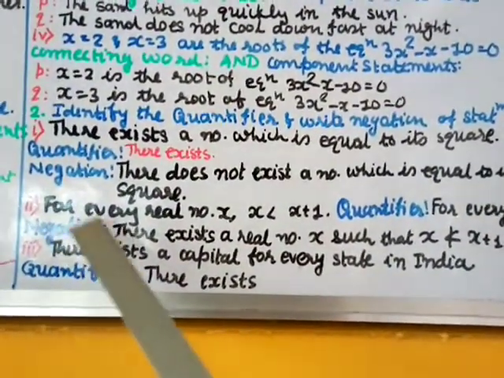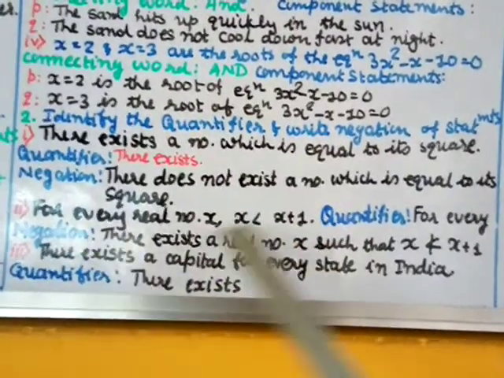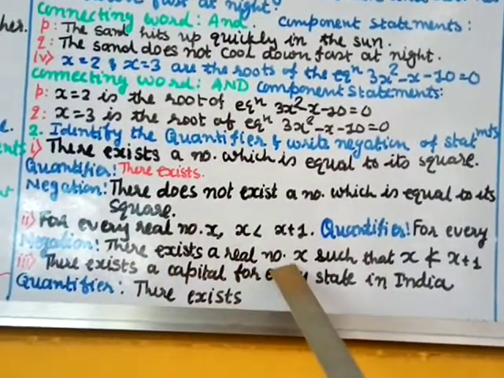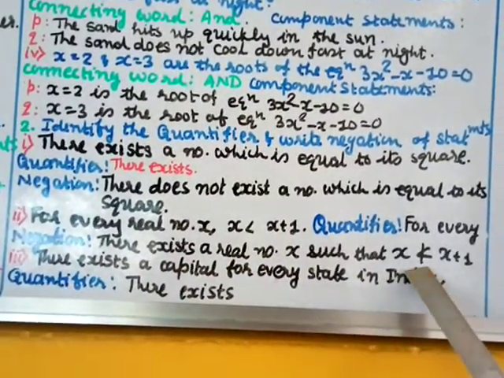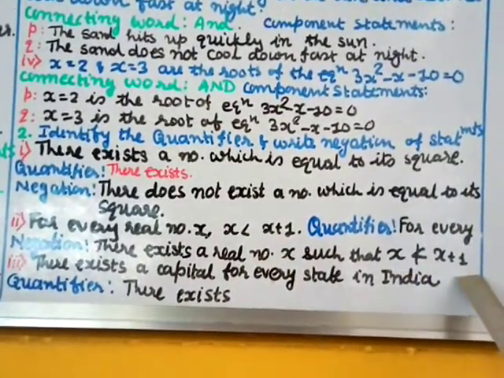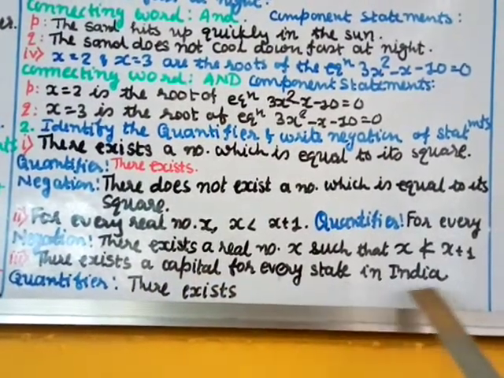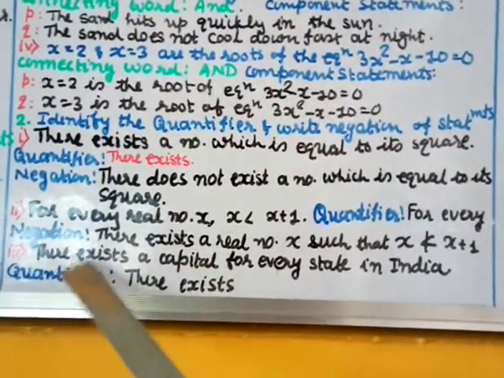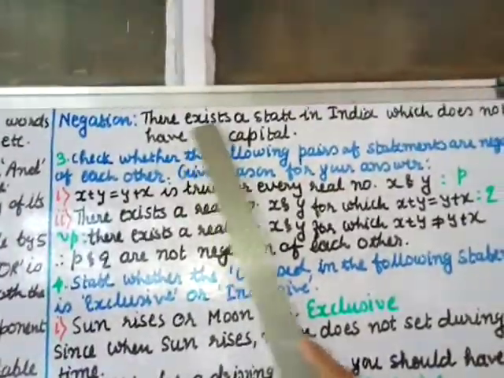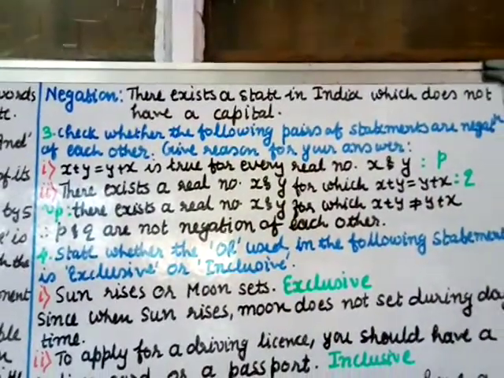Roman number 2, for every real number x, x is less than x plus 1. The quantifier is for every, that is the quantifier, right? And the negation will be there exists a real number x such that x is not less than x plus 1. Okay, this one I have written as not less than x plus 1. Roman number 3, there exists a capital for every state in India. Here the quantifier is there exists, right? And let us write the negation of that. There exists a state in India which does not have a capital. Okay, so that is the negation.